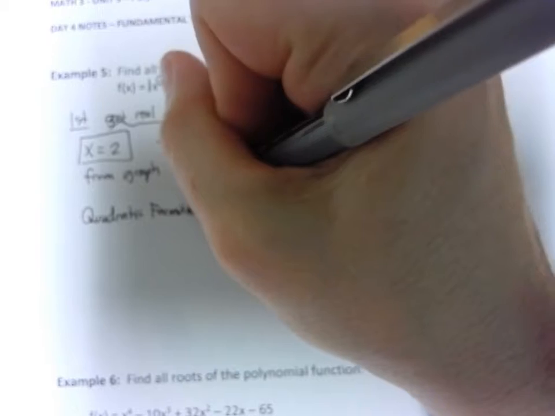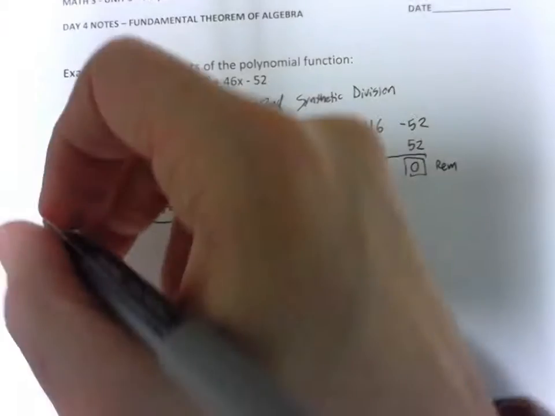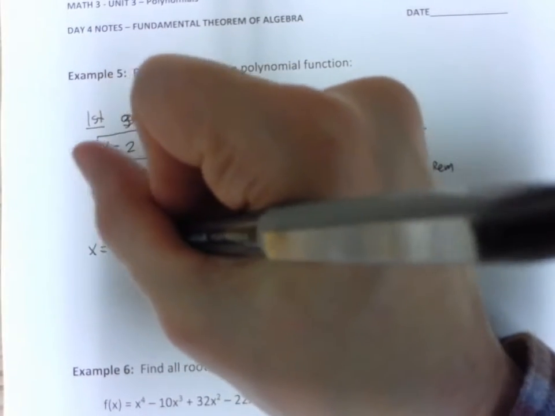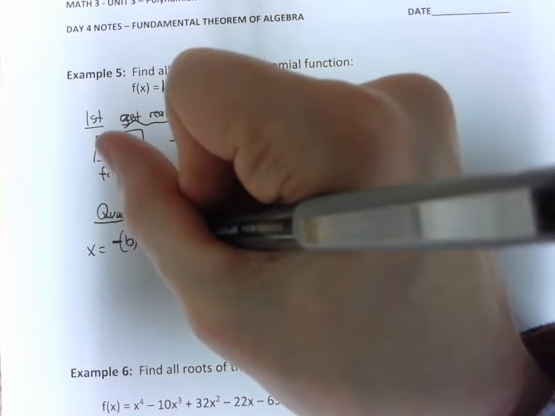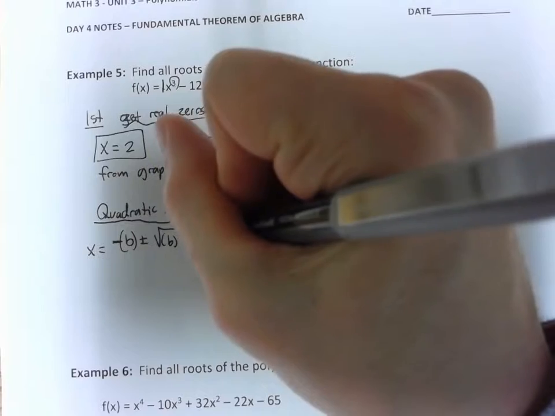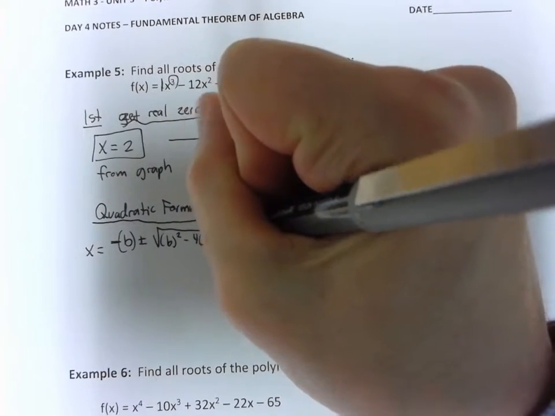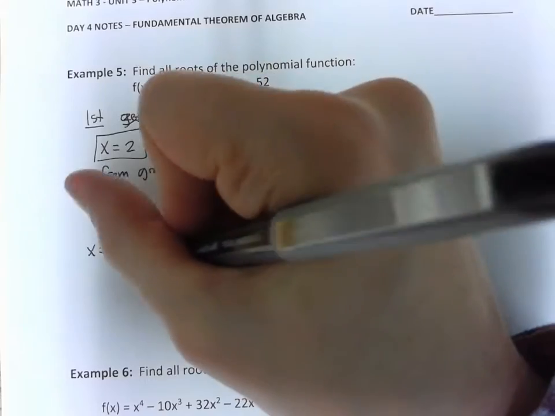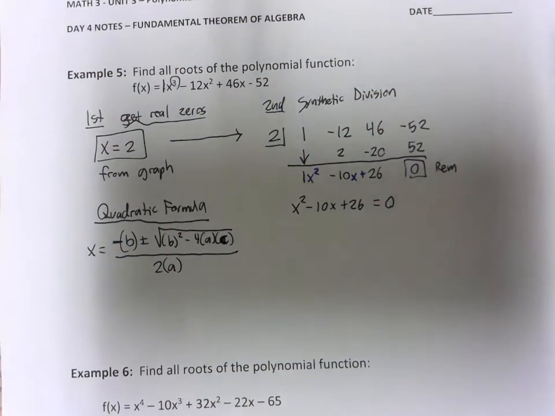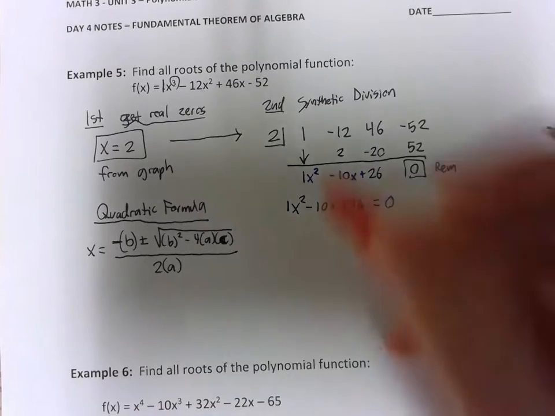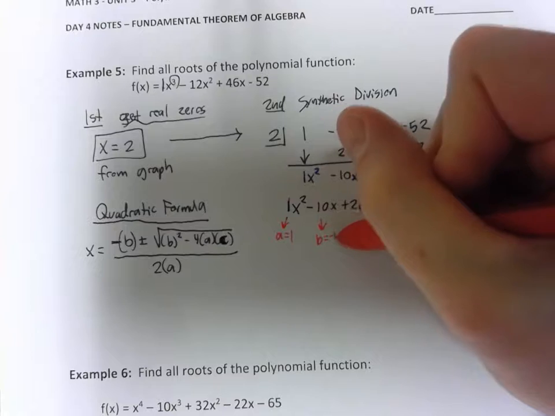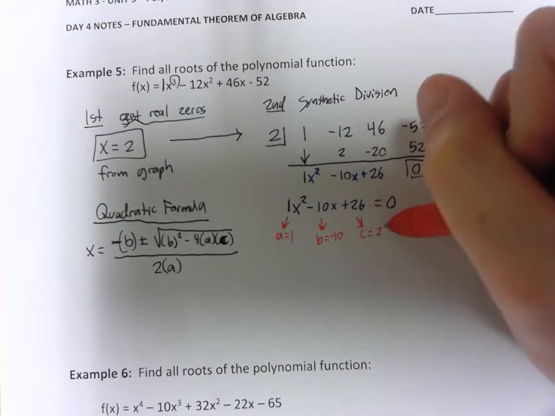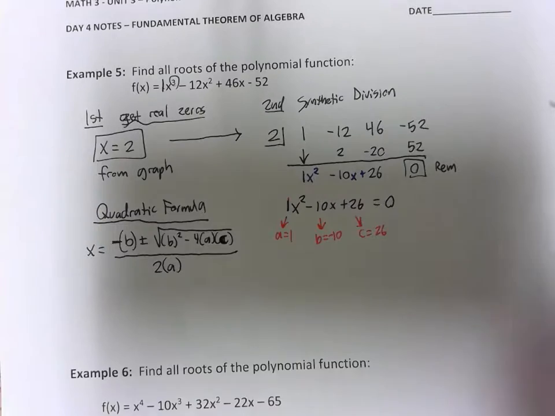Write this down. Even if you remember it, it's good practice. So the quadratic formula is x equals the opposite of b plus or minus square root b squared minus 4ac, all of that divided by 2a. What is a, b, and c? A is 1, b is negative 10, c is 26. So we're going to plug that into the formula, and that'll get us some zeros.